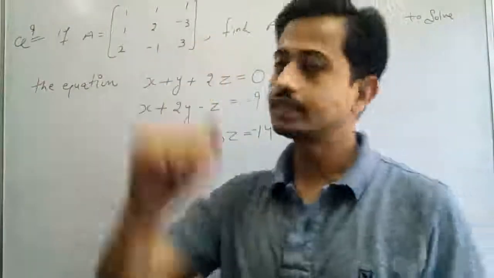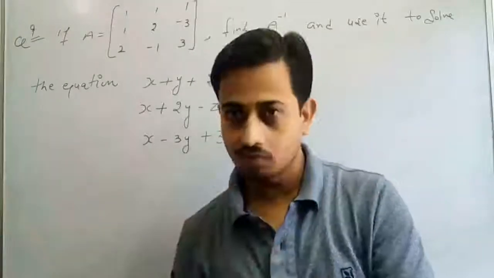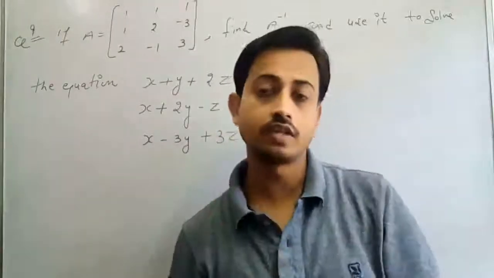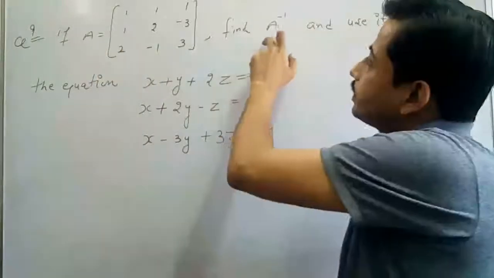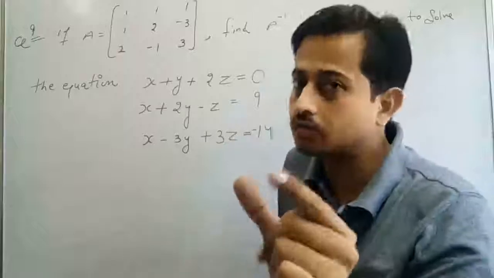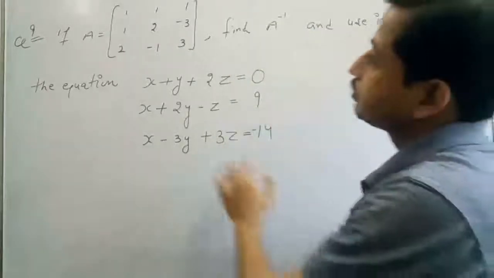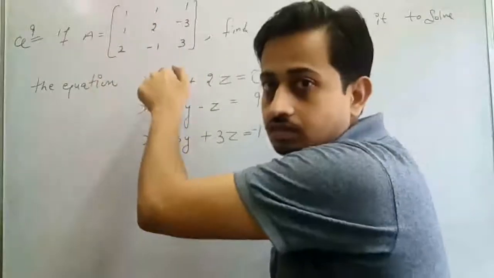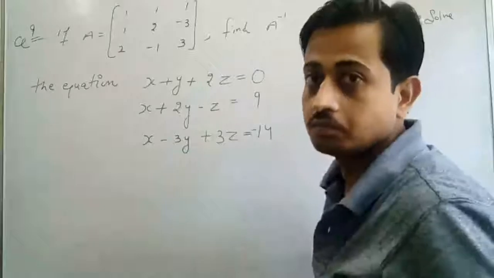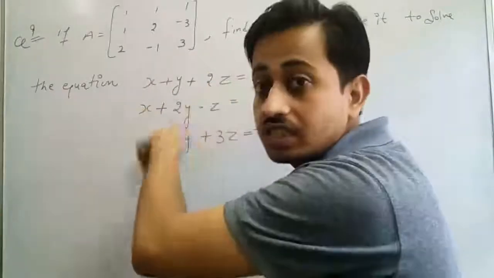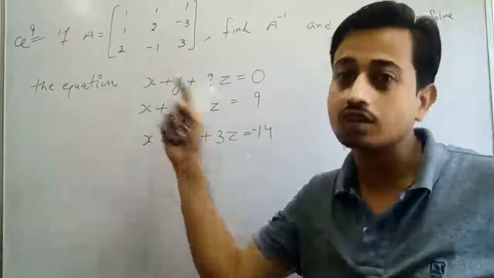Now please read question number 9. It is something different. It is a new type of question, so please read the statement very carefully. We have this matrix A and we have to find A inverse. That is the first part of the question. Now read the next part and use it. It means we have to use this result to solve these equations. We have not used these equations; we have to use this result and solve the equation.